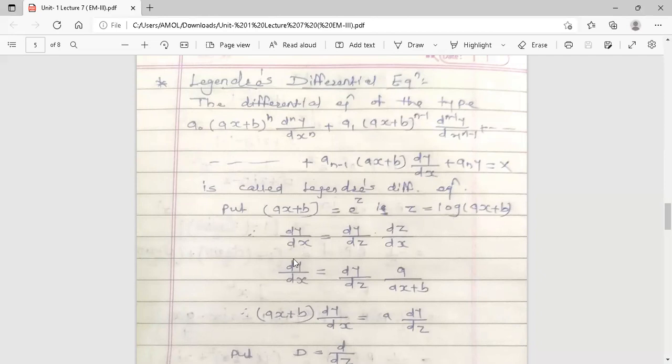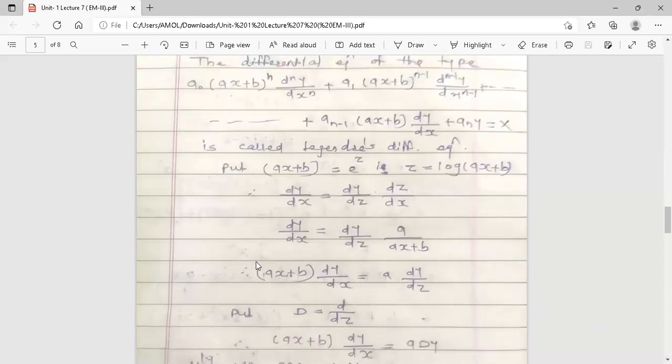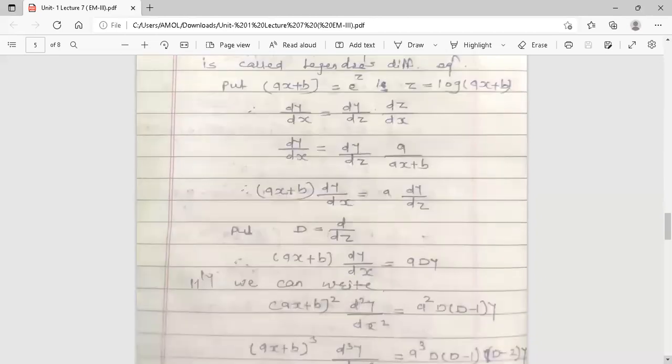And how to reduce the terms here? You just see ax plus b into dy by dx. Its replacement is a into dy by dz, that is a into Dy. It means ax plus b into dy by dx is replaced by a into Dy. And similarly, (ax plus b) whole square into d2y by dx square is equal to a square into D into D minus 1 into y. Remember these substitutions only.